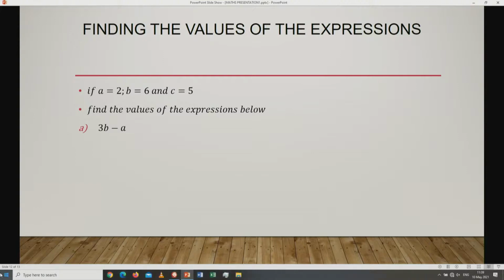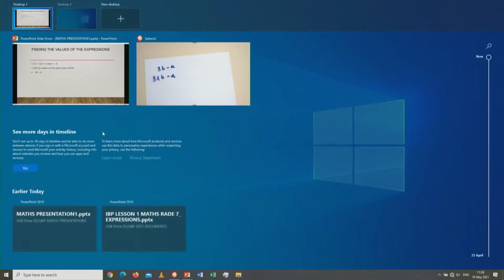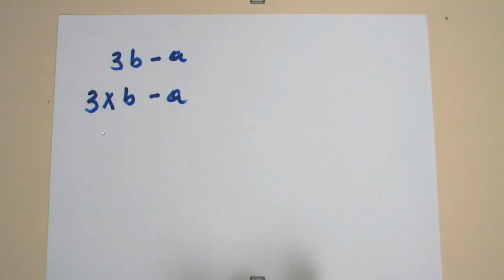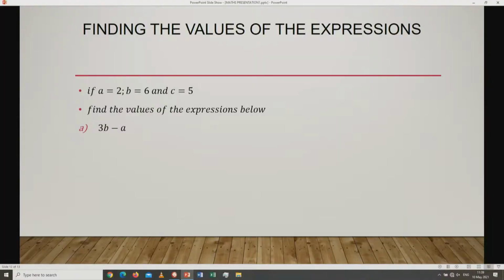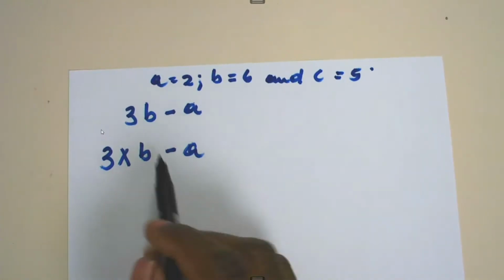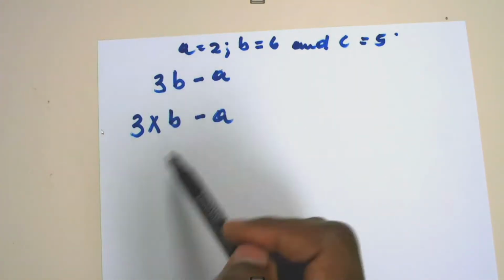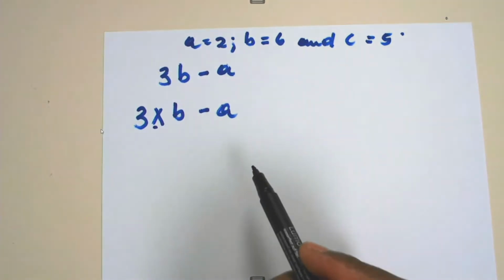3b, guys, remember the sign between 3 and b. What is the sign there? It is a multiplication sign. Right. Now, let us go back. We are told that a equals 2, b equals 6, and c equals 5. Now, 3b minus a is the same as 3 multiplied by b minus a. Why? Because the sign between 3 and b is a multiplication sign. We have already touched on that, guys. So let us find the value of this expression.